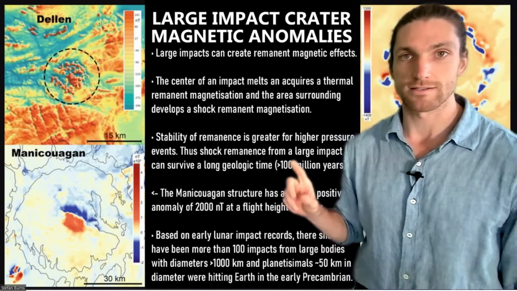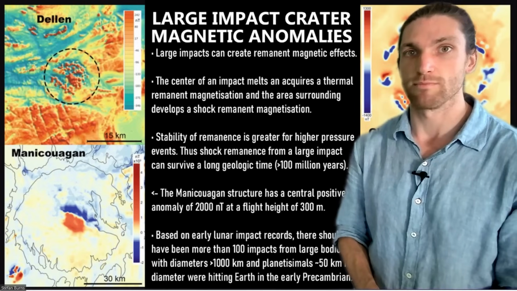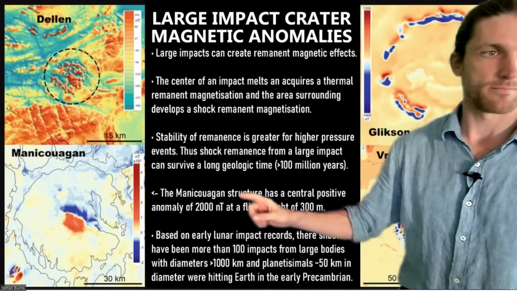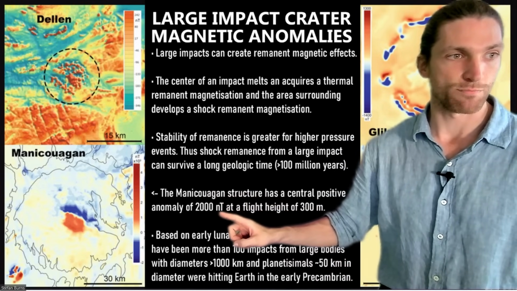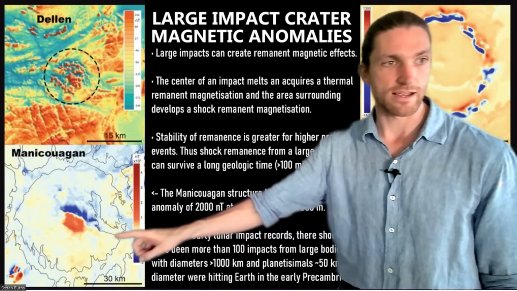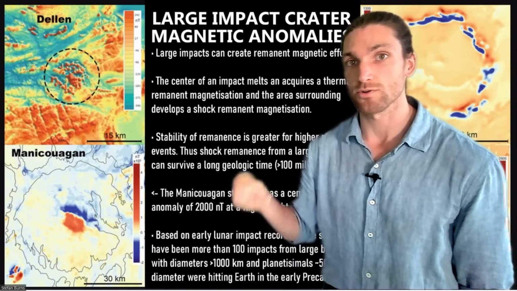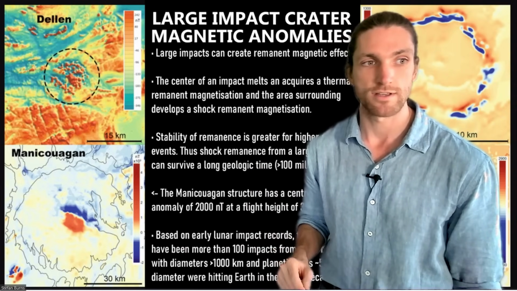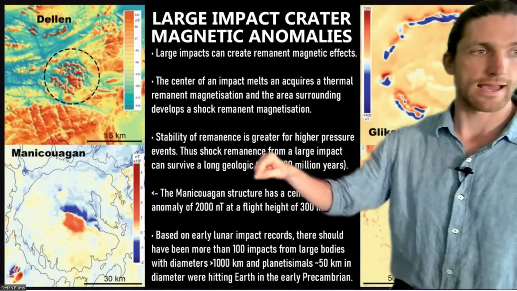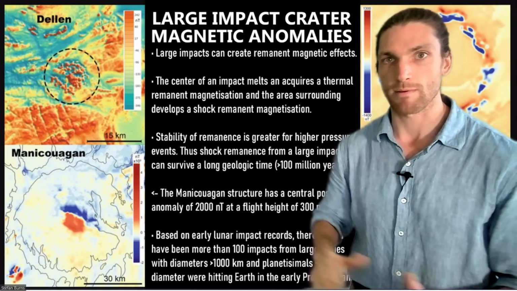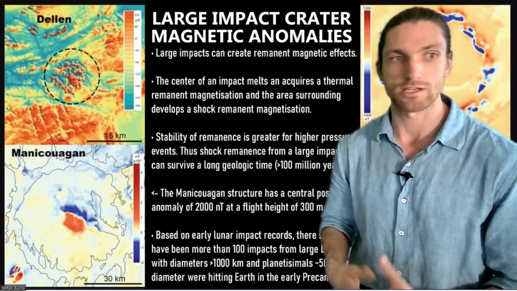So that is very, very old, and yet we still measure it. It's the largest magnetic anomaly found in Africa. You see here, it has the central positive magnetic anomaly of about 2000 nanotesla. This is at a flight height of 300 meters, so it's even stronger at the surface. So very, very powerful.